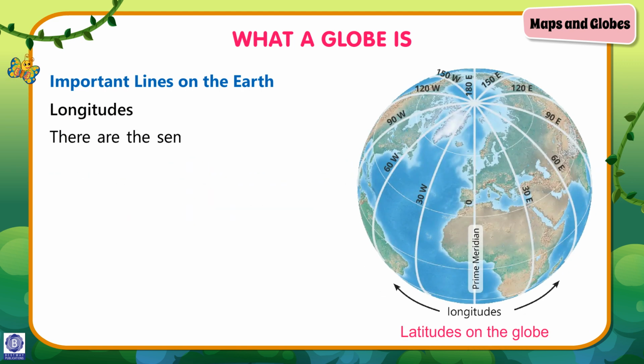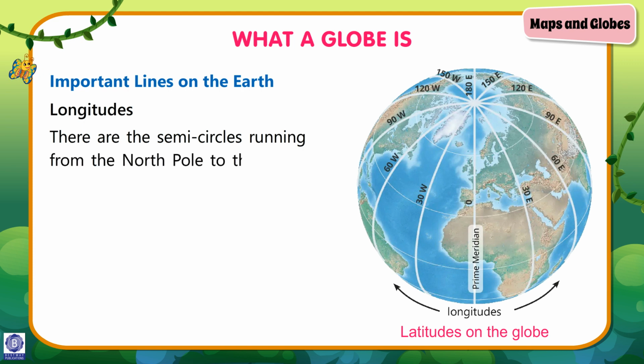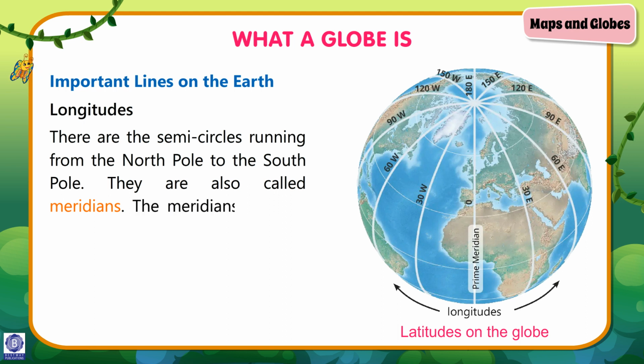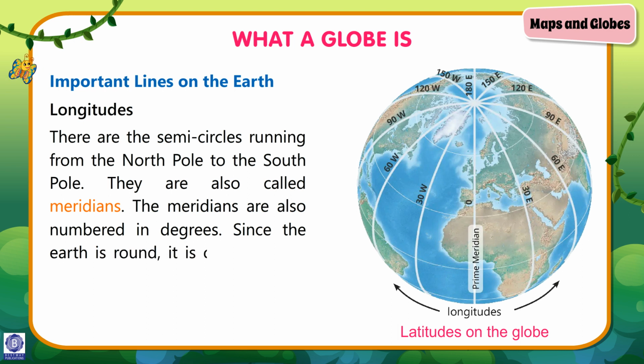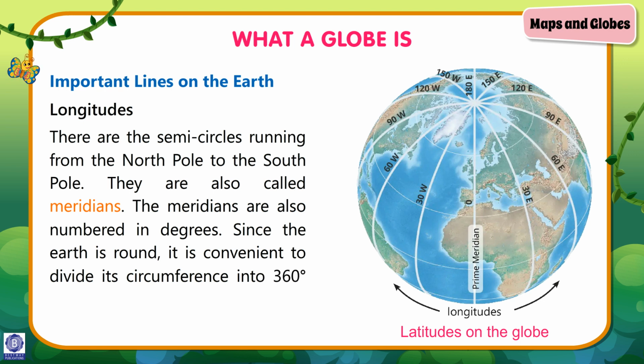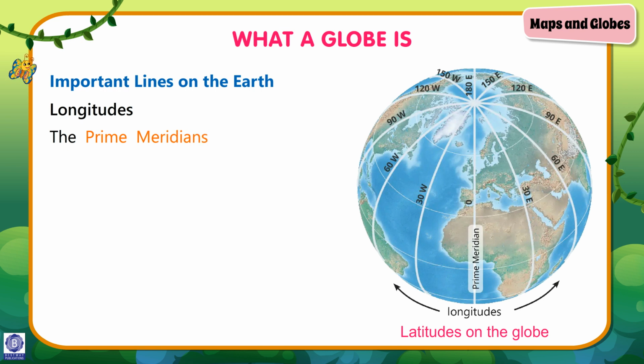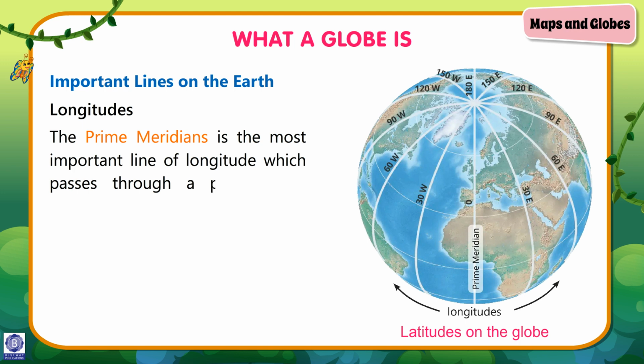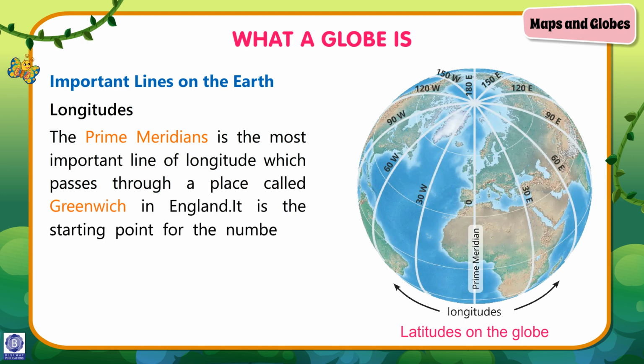Longitudes. These are the semicircles running from the North Pole to the South Pole. They are also called meridians. The meridians are also numbered in degrees. Since the Earth is round, it is convenient to divide its circumference into 360 degrees and 360 meridians. The prime meridian is the most important line of longitude, which passes through a place called Greenwich in England. It is the starting point for the numbering of meridians.